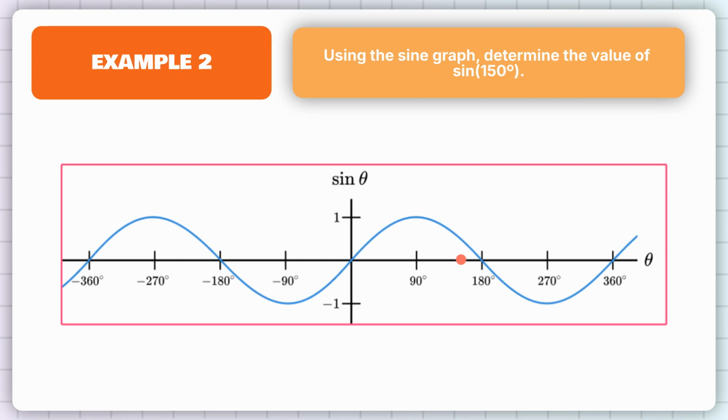Step 2 is to read the value. Trace upwards from 150 degrees until you hit the curve. From this point on the curve, trace horizontally to the y-axis to read the corresponding sine value. From the graph, sine of 150 degrees is approximately 0.5.